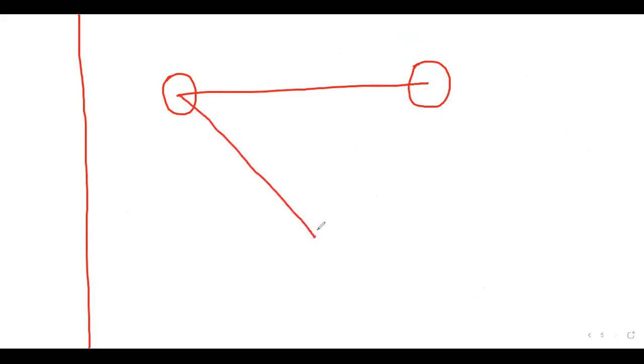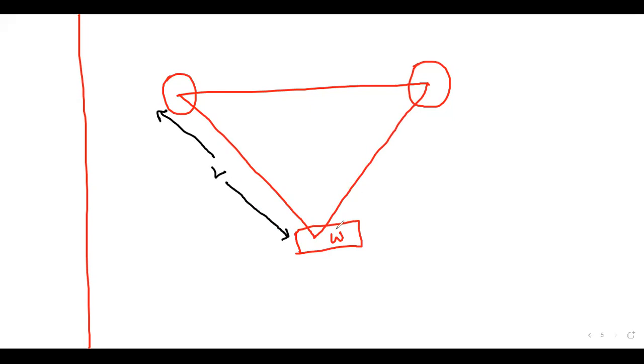We are having two spherical balloons like this. These two spherical balloons are tied to a weight W with the help of strings. Say suppose the length of the string is L.